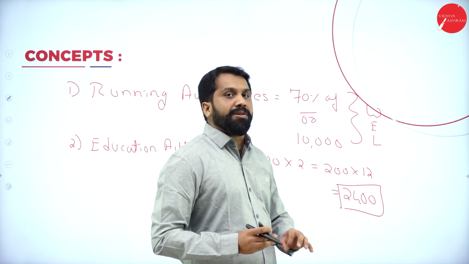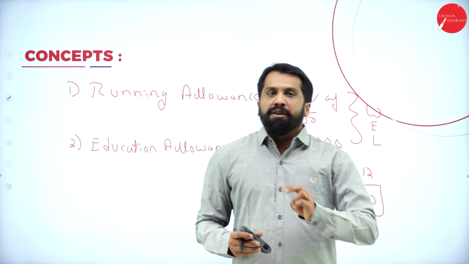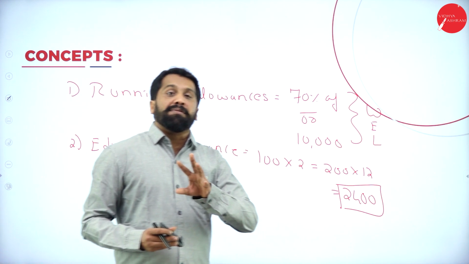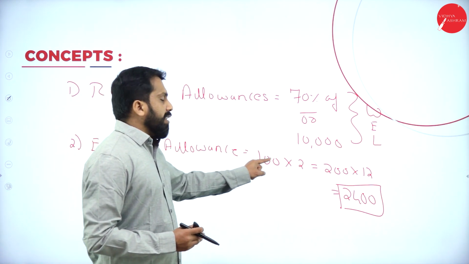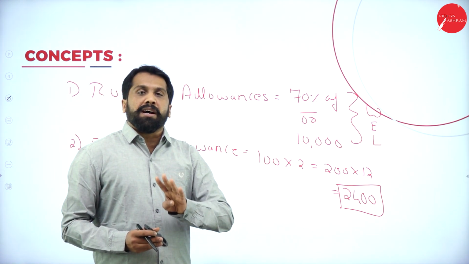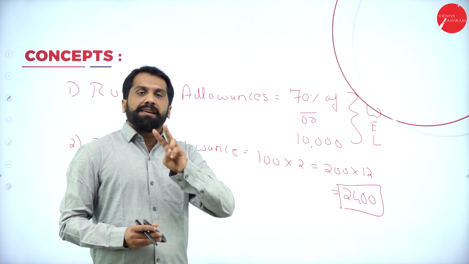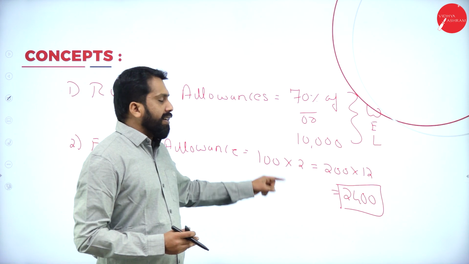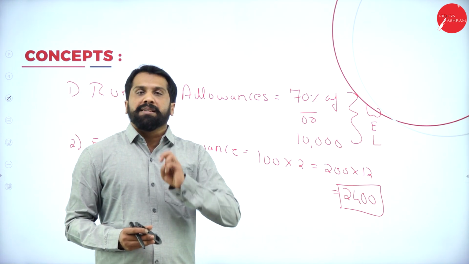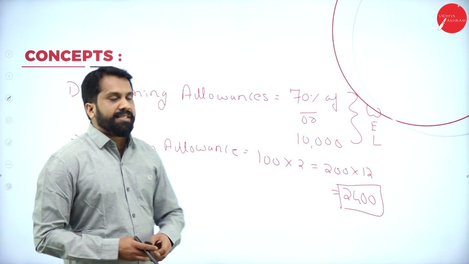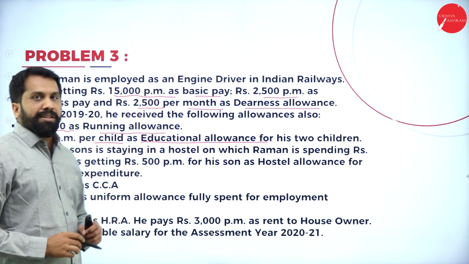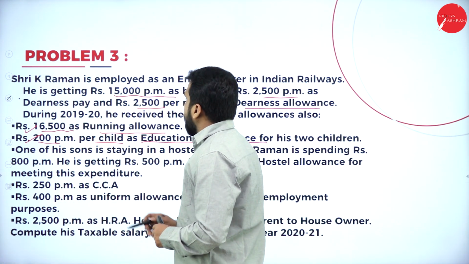Whatever allowances you got, fully taxable. For 2 children, even though you are receiving 500 per month, 100 per child is exempted. You have to pay tax only on the balance 400. Clear? If there are 2 children, 100 plus 100, up to 200 per month is exempted. Clear? Yes. These two you understood. We'll go for the next one.